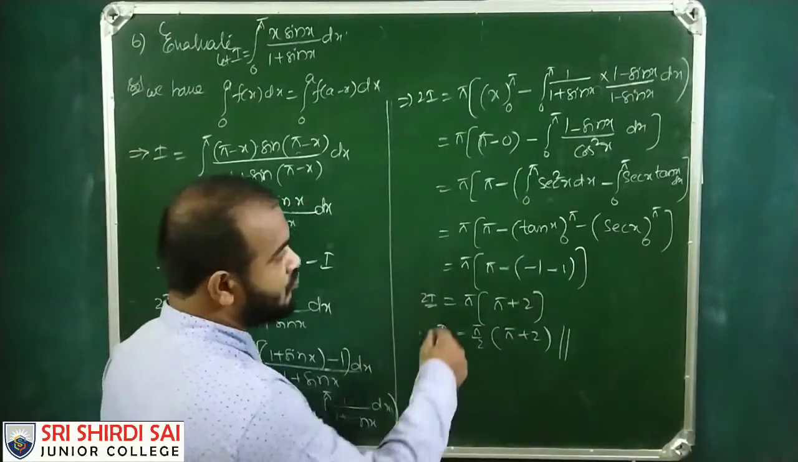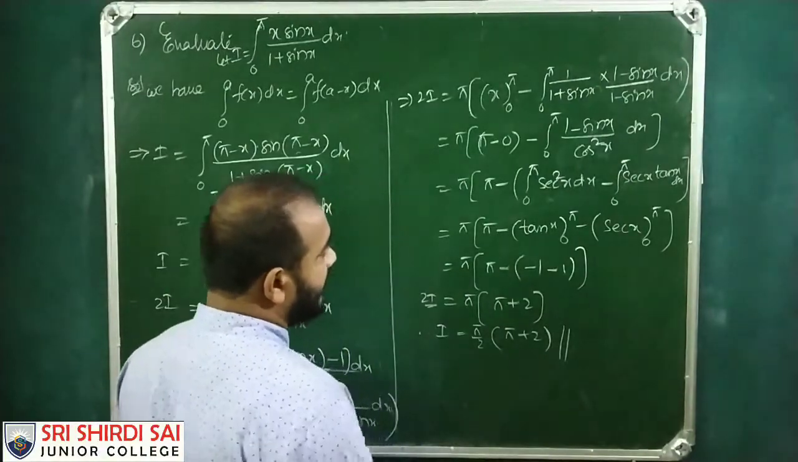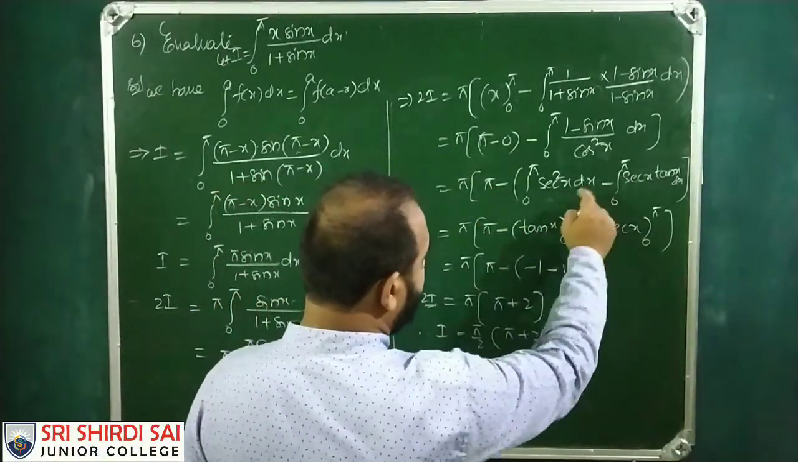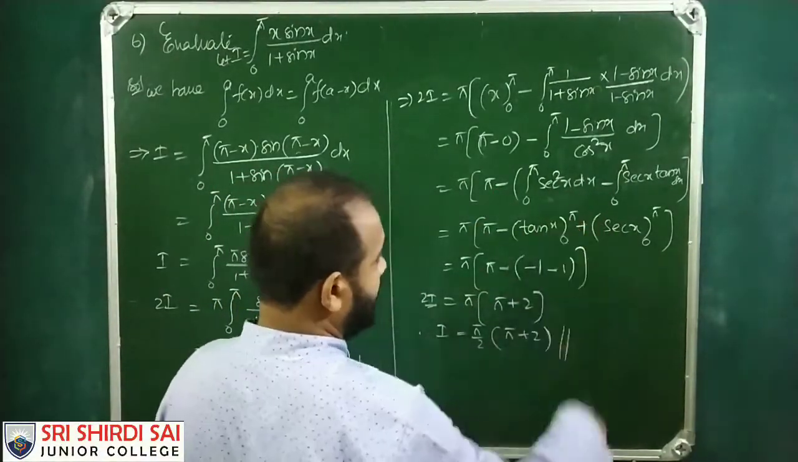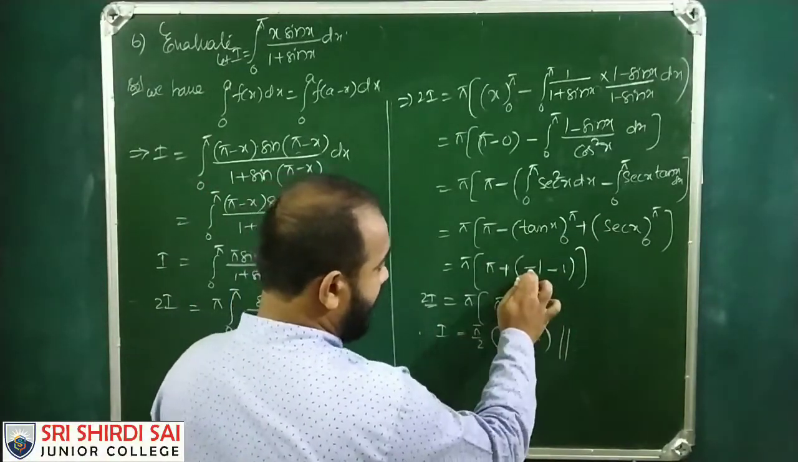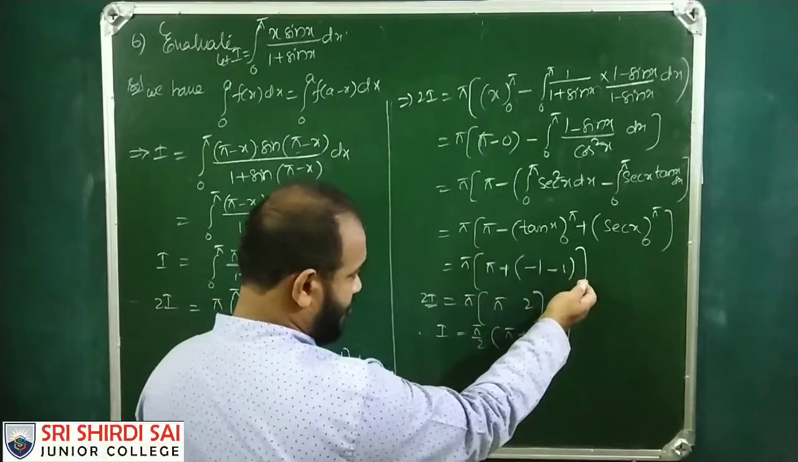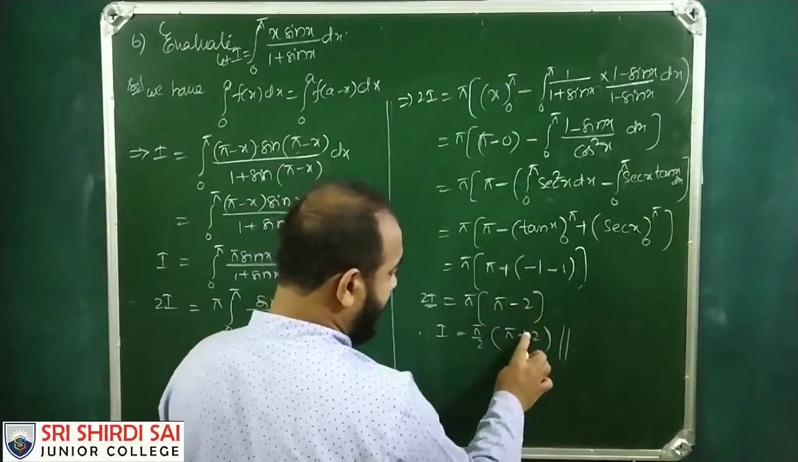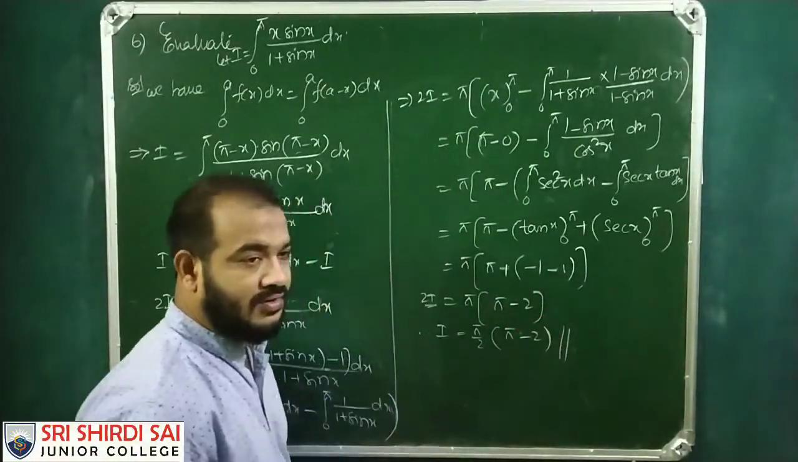We have done a little mistake. This is minus into minus, how much? Plus. So this will be plus, and this is minus 1 is minus 2 into plus, so pi minus 2. So this is the answer.